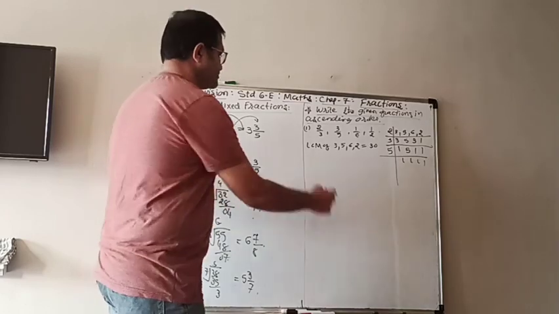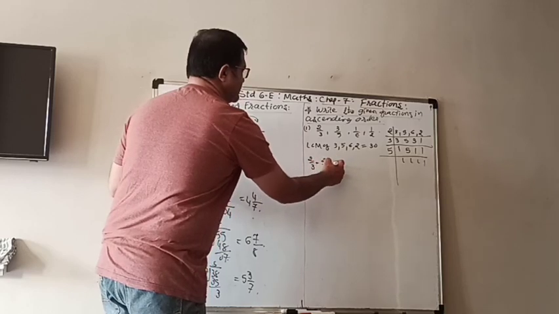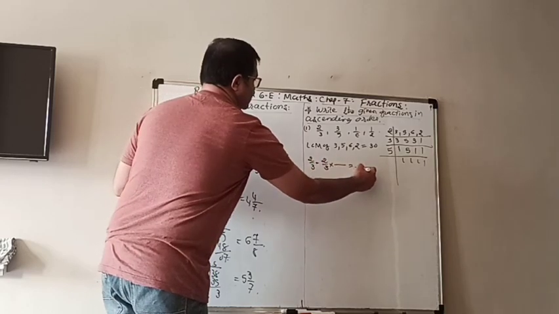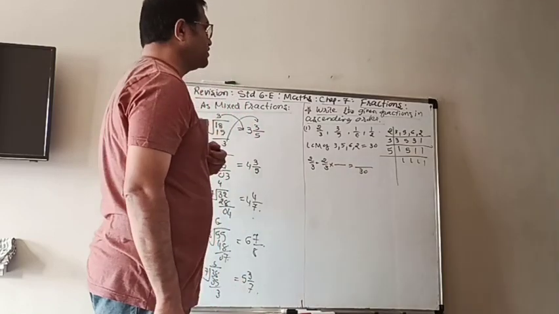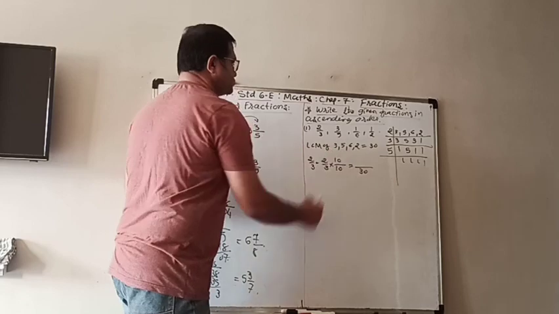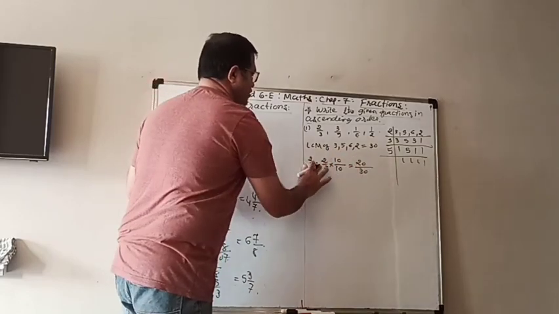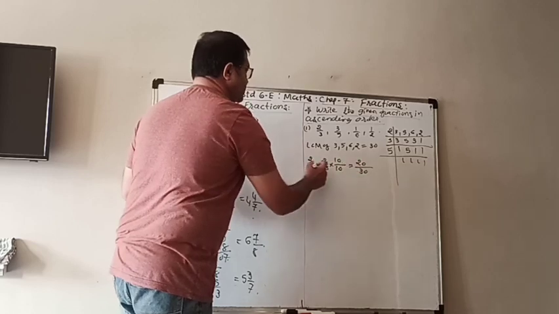Means like fractions. So 2 by 3. So 2 by 3 multiply by what, so that it can be 30 in the denominator? So 3 tens are 30. So 2 tens are 20. So that is 20 upon 30.